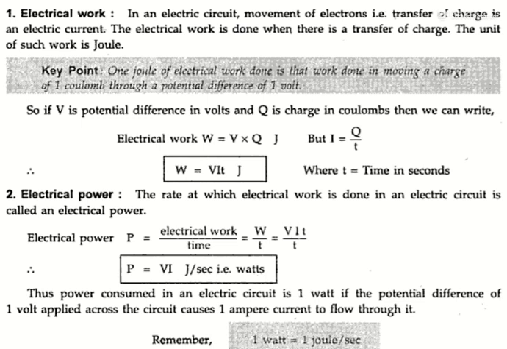So mathematically, electric work is nothing but voltage into charge, but current gives the relation that charge is equal to I into T, that is current into time. So W is equal to V into I into T and has unit joules.